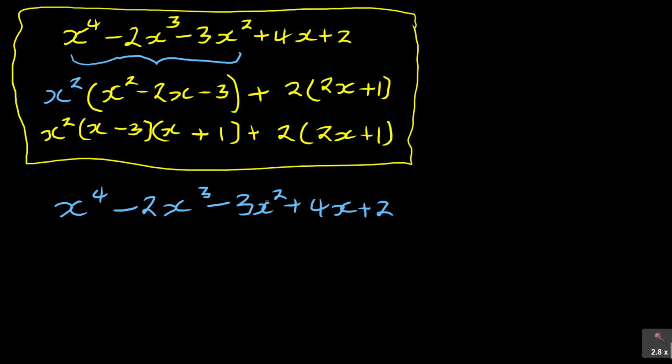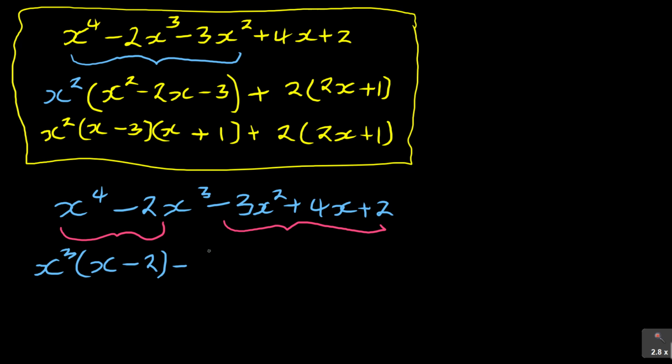What else can we do? We can take it from here, and then also take this one. What we have here is x to the power of 3 as the bigger number. So x to the power of 3 times x minus 2. That's what we have here. I think this will be minus 2. And then now let's take out a negative outside so that it's easier for us to factorize. If we say minus, it will be 3x squared minus 4x minus 2.